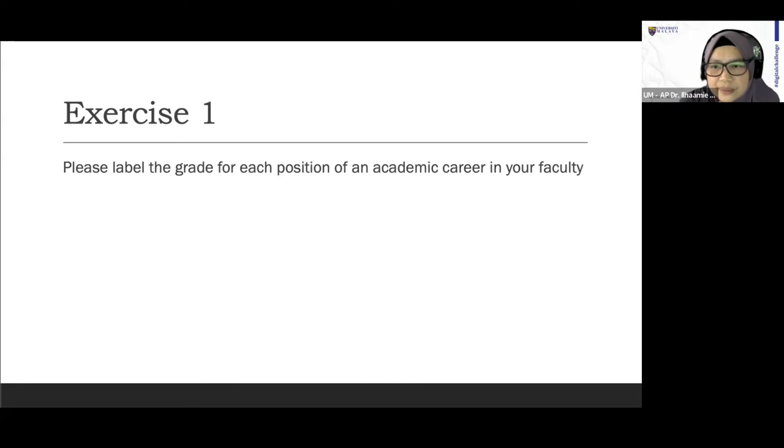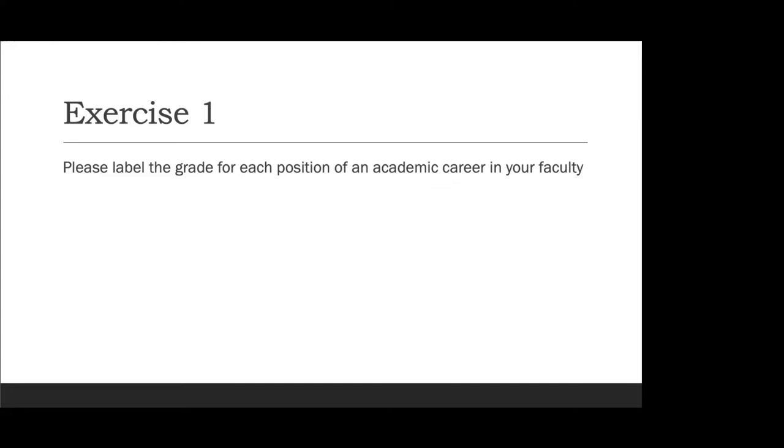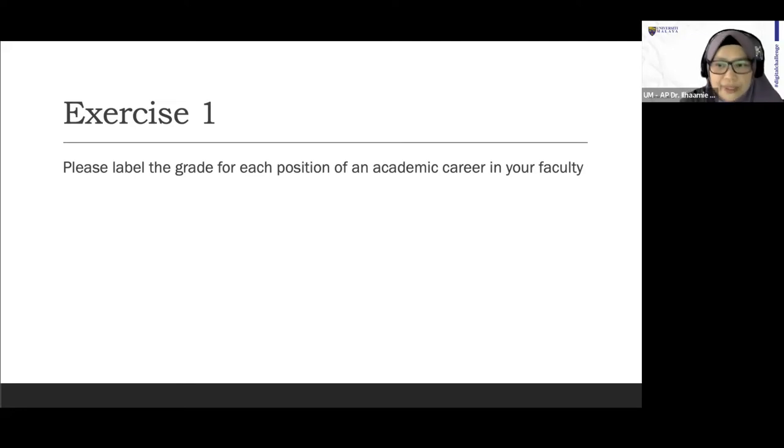Actually, the difference between DS52 and DS53 is only about appointment. DS52 and DS54 are positions by promotion, whereas DS51 and DS53 are appointed as either a senior lecturer or associate professor. Meaning they don't apply for promotion. They got promoted and so they got appointed as senior lecturer or associate professor. Whereas for DS52 and 54, these lecturers apply for promotion. So that's why their label is a little bit different. All right, okay, Dr. Pare.